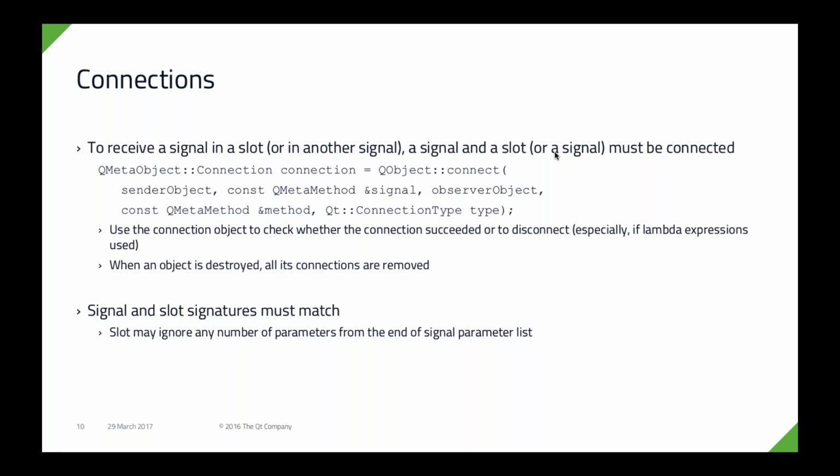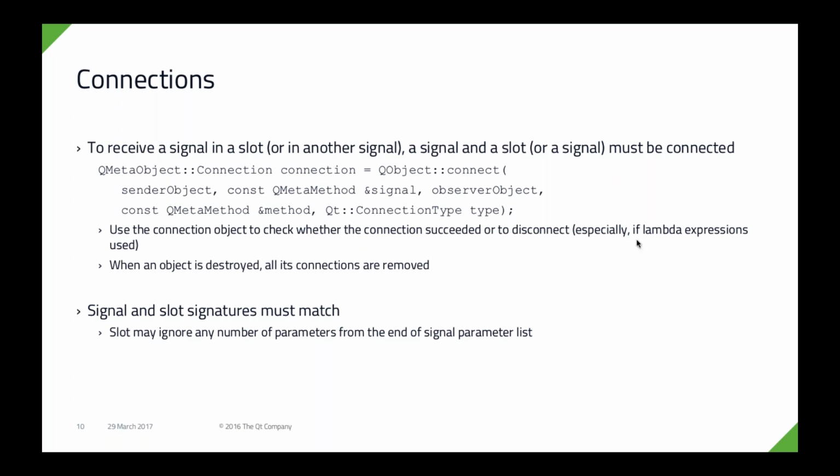In most cases, this will return a meta-object connection class which you can use to check if the connection is successful. In most cases, it's successful. You don't generally use that. If you're using a lambda expression, which we'll look at in a minute, then you can also use that to check or to disconnect the lambda connection later on. Of course, when a QObject is deleted, its connections are all removed anyway. So in many cases, you don't need to store that, because when the object is deleted, it will be disconnected from everything as well.